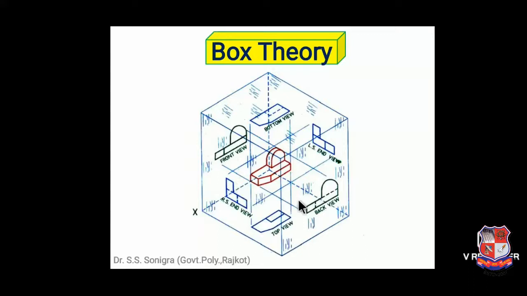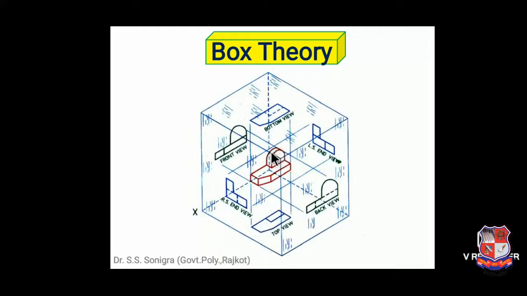this object will appear like this. If you look from the front side, it will appear like this. If you look from front, this line will be visible, so it is drawn over here. This curve will be visible, that is a semicircle, so it is shown over here. This thickness will be visible, shown over here. This plane will not be visible in front view, but will be visible in top view, as shown over here, this plane.